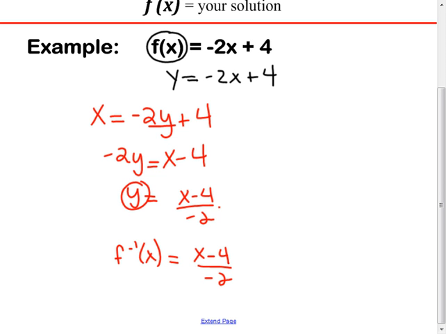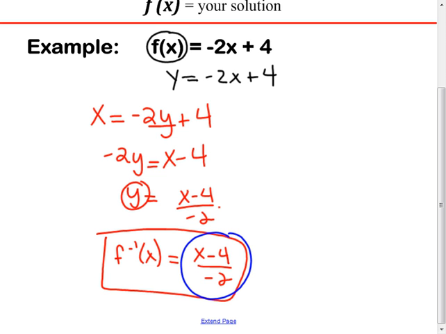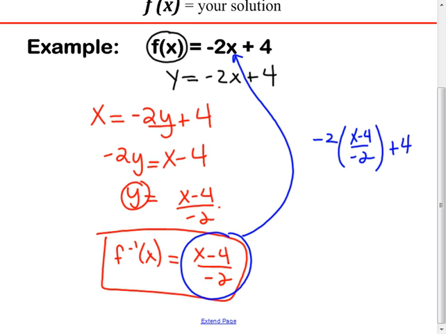And so this is the inverse, and now I want you to prove to me that they are inverses. So here's what you're going to do. You're going to take your two equations and plug them into each other. So the first thing you're going to do is take this one right here and plug it in to the original right there. So you will have negative 2 times x minus 4 over negative 2 plus 4. And those two will drop, and then I will have x minus 4 plus 4, which of course is x, and that's what I want.